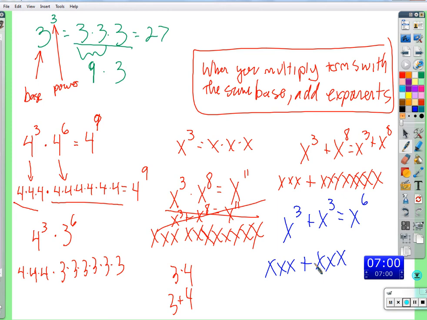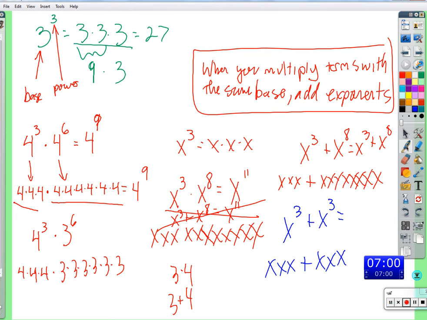X to the 3rd plus x to the 3rd. But here's the little trick. Can we write it with a new exponent? No, there's no new exponent to write. But these are two identical things. What am I talking about? What two identical things do we have? What thing do we have duplicated?